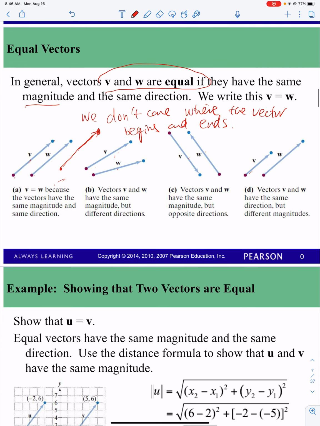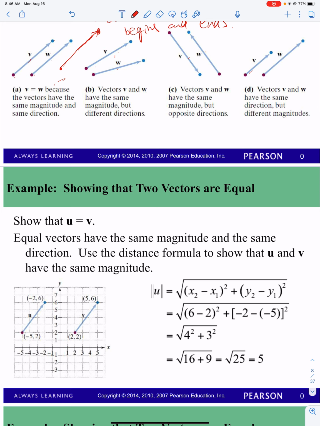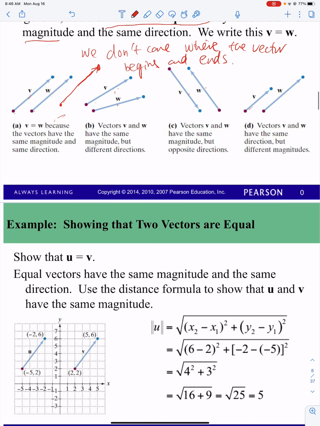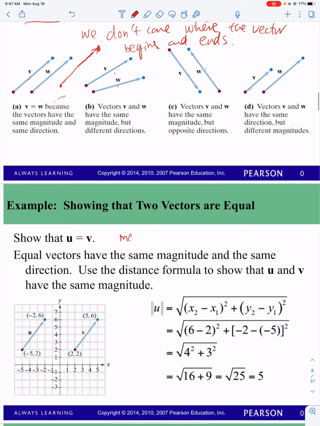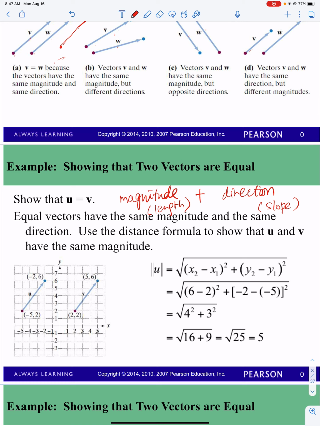This is a very important property of vectors. So if you want to show two vectors are the same, what do you need to check? Magnitude plus direction. Where does the direction come from? The slope. And where does the magnitude come from? The length. So if you have two vectors, U and V, each starting from two points, this is P1, Q1, and P2, Q2.